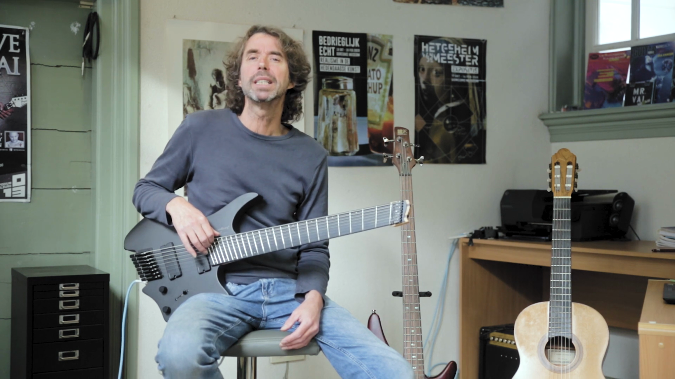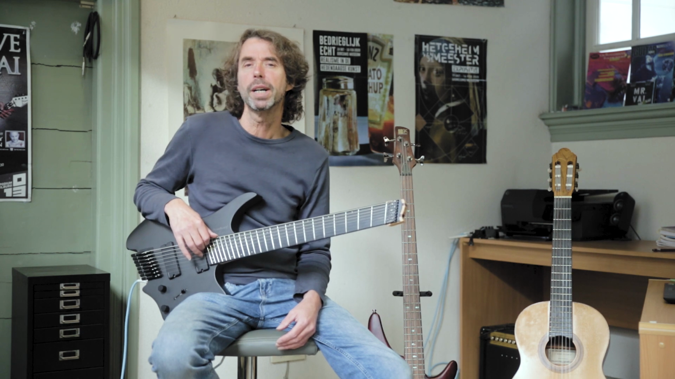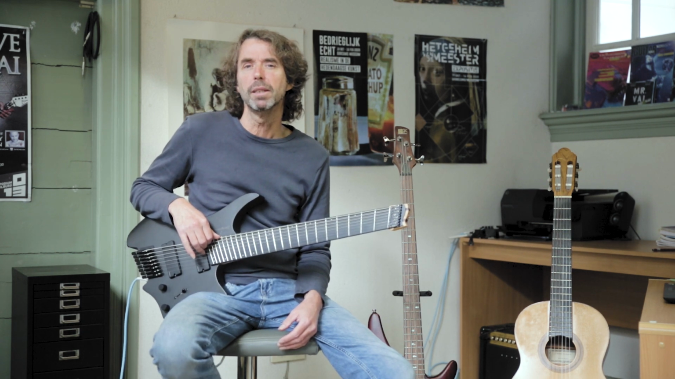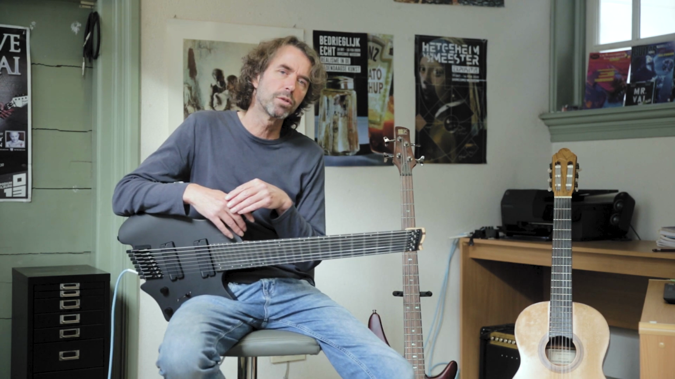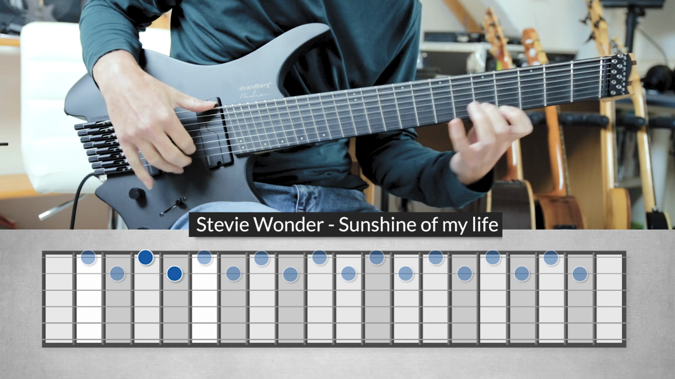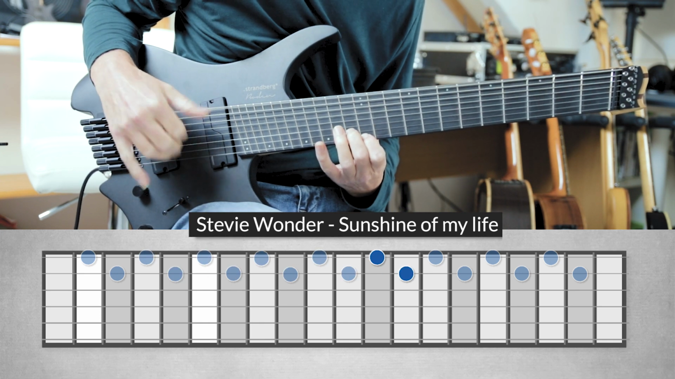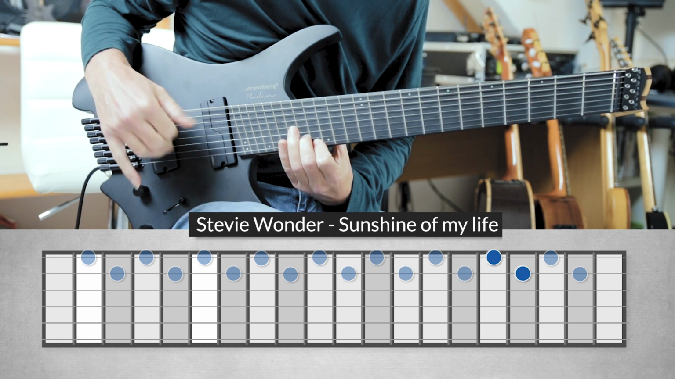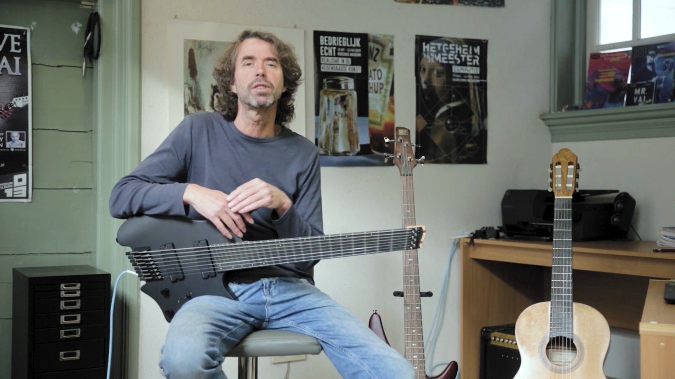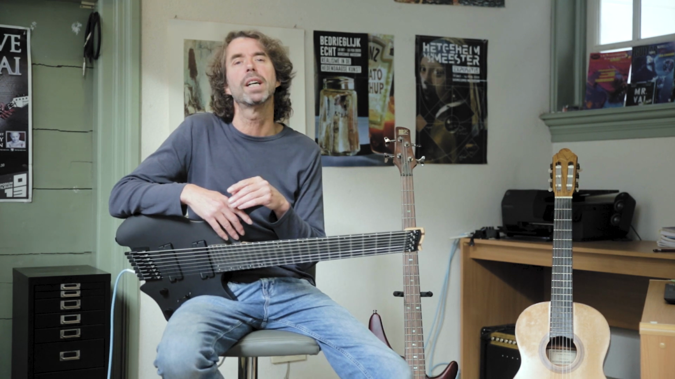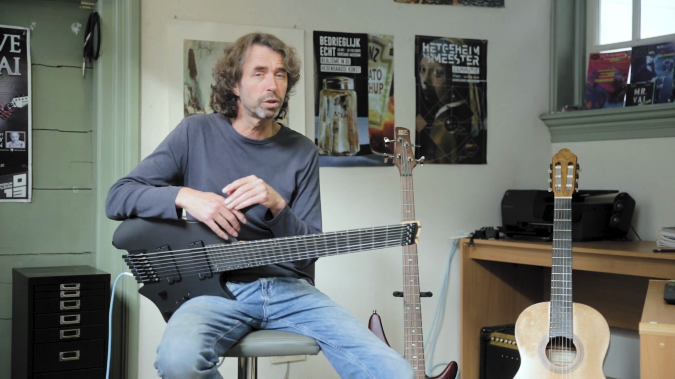Now, a very well-known example of the use of the whole tone scale is the song "You Are the Sunshine of My Life." In this case, Stevie Wonder uses a sequence of intervals. By the way, if you're interested in the analysis of Stevie Wonder's songs, I strongly suggest you check out the Jazz Duets channel for its authority on Stevie Wonder's music.